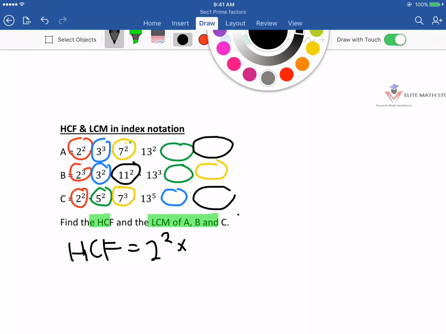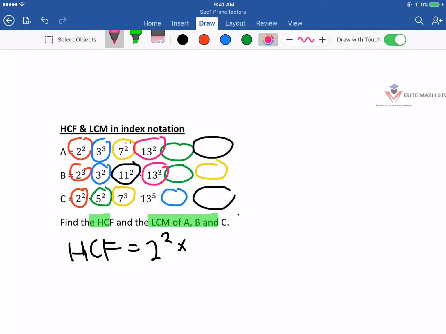Last but not least, we compare base 13. 13 above 2, 13 above 3, and 13 above 5. Which is the lowest power? 13 above 2. So the answer will be this. The question wants you to express the answer in terms of prime factors. This will be the answer. Else, go and find it.